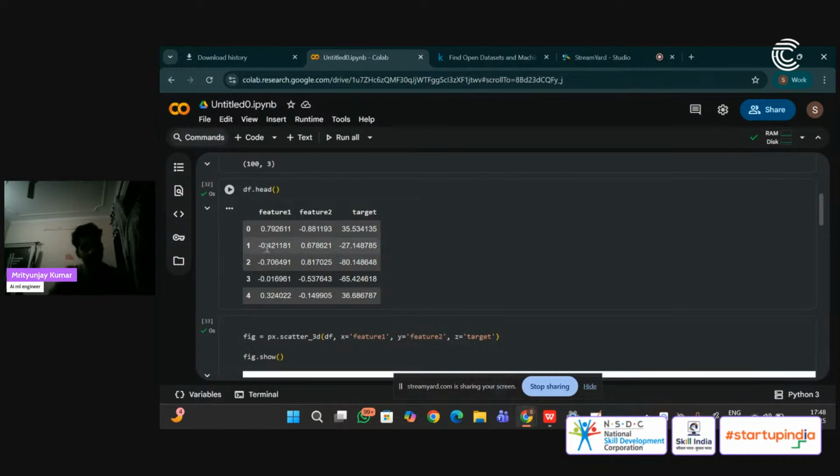And if feature one is 0.45 and feature two is 0.67, then our target value becomes minus 27.14, like that. Currently it looks very complicated, but it is not that complicated. It is very easy. Whenever you get data, sometimes you will get health data, or sometimes stock market data, etc.